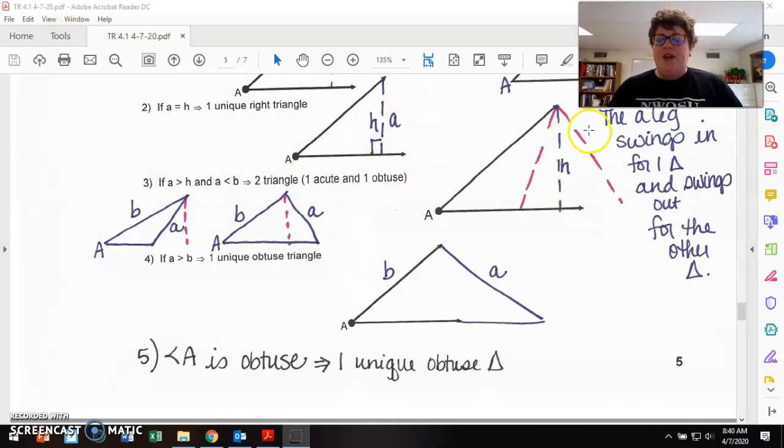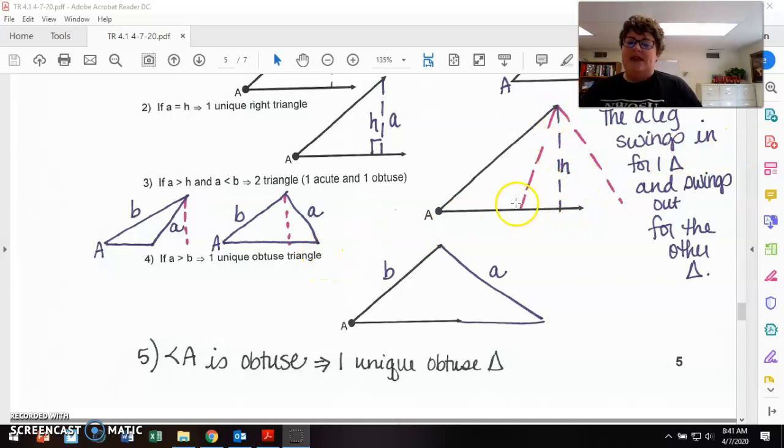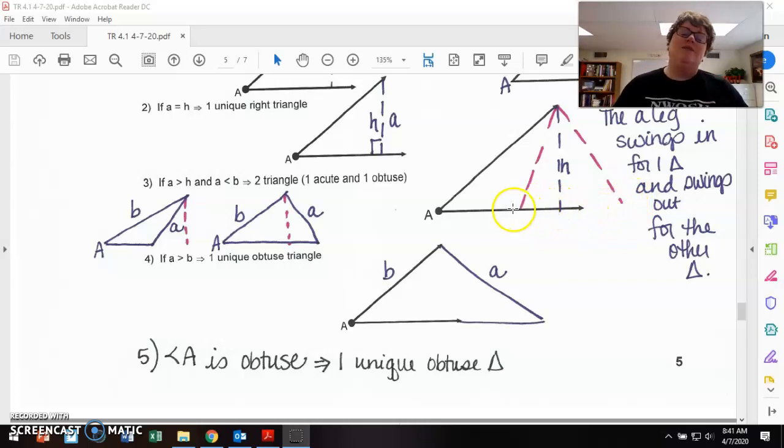So what happens here, and I tried to draw it out for you here, is we have the pink leg right here. That is A. It's going to swing out and create a triangle over here. So the A leg swings in for 1 triangle, and it swings out for the other triangle. So I drew the 2 separate triangles over here. Your pieces are the same for both, but it creates 2 unique triangles. So you can think about that leg as swinging in and hitting the base and swinging out and hitting the base. And again, please watch those videos.